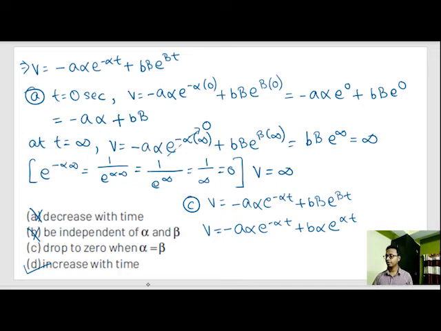Okay? Now let's check this. Up till here the terms are similar: alpha e to the power minus alpha t and alpha e to the power alpha t. But A and B are different. So this will not be equals to 0. So our option number C is also wrong.